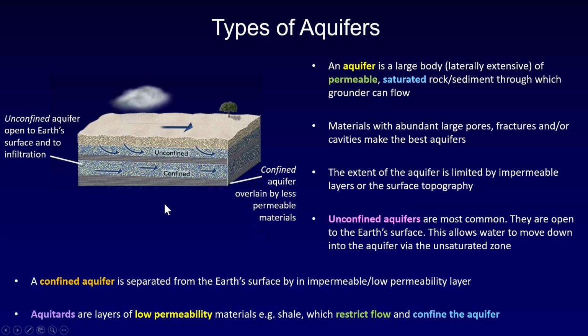Now, in terms of the low permeability layers, these are referred to as aquitards. They are layers of rock or sediment that have a very low permeability, or they are impermeable, and so obviously they are going to restrict flow and confine it to within the aquifer. So these two layers of mudstone here would be classified as aquitards.